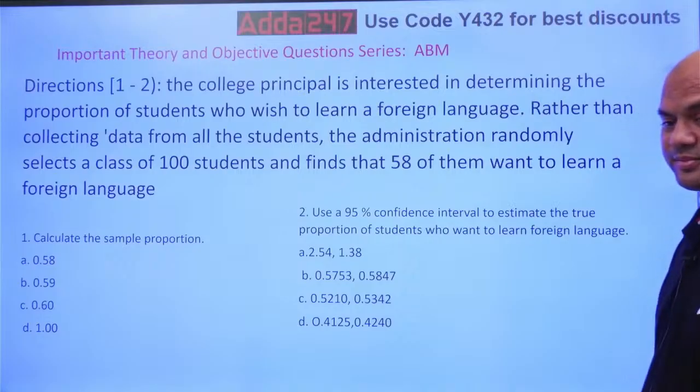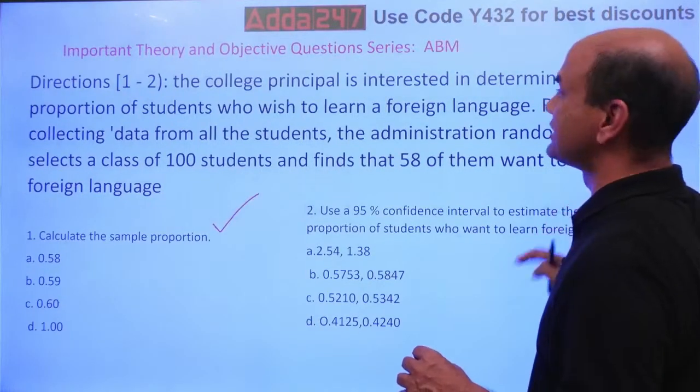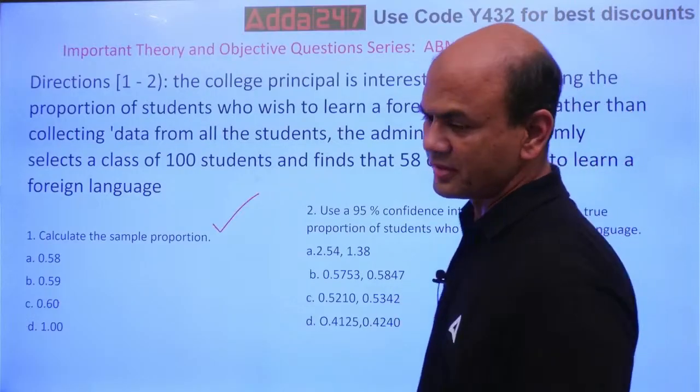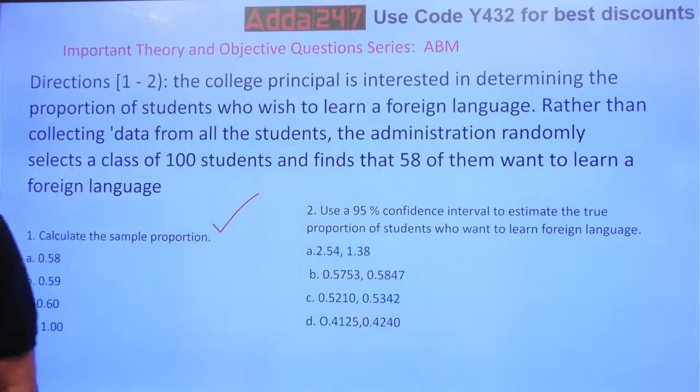Look at this. Chalo, let's start. Here, immediately case study. Read this, everyone. The college principal is interested in determining the proportion of students who wish to learn the foreign language. Rather than collecting the data from all the students, the administration randomly selects a class of 100 students and finds that 58 of them want to learn foreign language. This is the overall premise given to you. Premise means this is overall the case given to you.